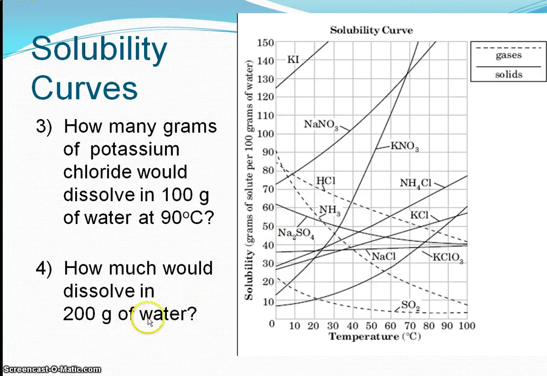Number 4 says that we have 200 grams of water. So this graph only works for 100 grams. We said that you can dissolve 54 grams into 100 grams of water. So if you double the water, you just double the amount that you can dissolve. So since number 3 was 54 grams, number 4 we doubled the water, so it becomes 108 grams. You just double the amount.